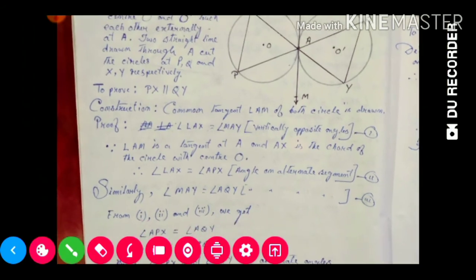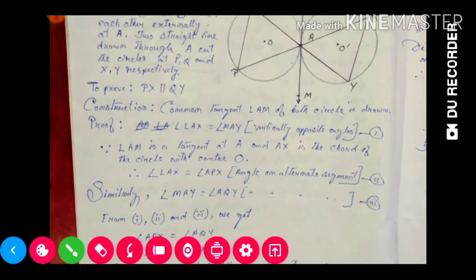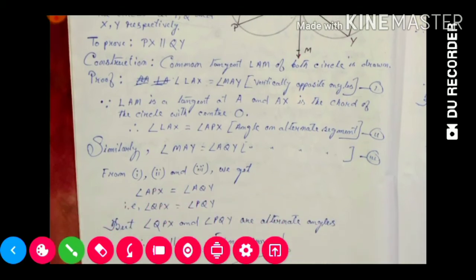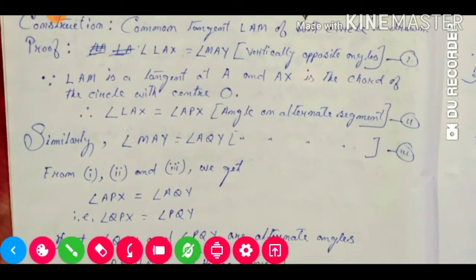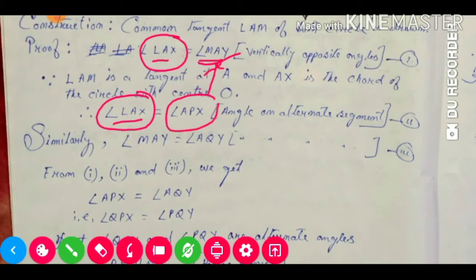Similarly, if we come to this side, it will be MAY, and angle MAY will be equal to angle AQY, the angle in the alternate segment. So it will be equation number 3. Now see, from equation number 1, 2 and 3: from equation 1, LAX is equal to MAY. And in equation 2, LAX, here also angle LAX, is equal to APX. So MAY and APX, that means these two angles also are equal to each other.